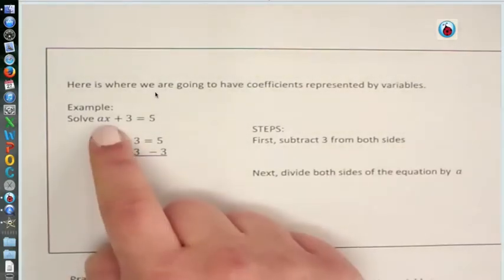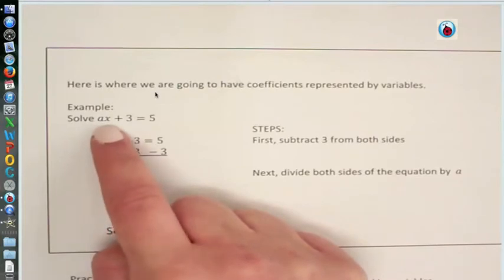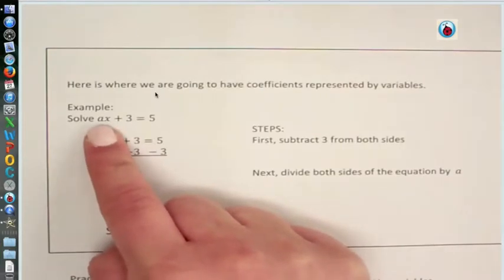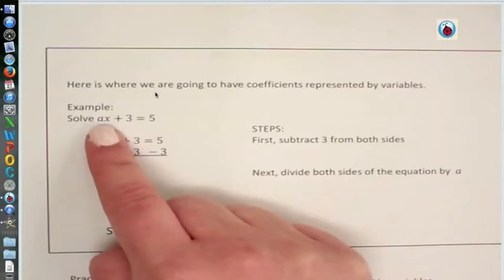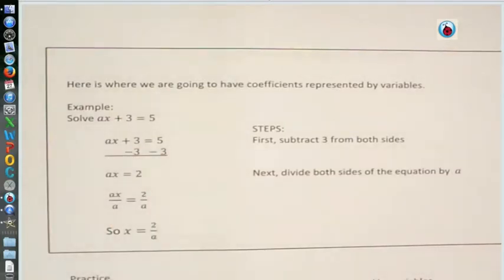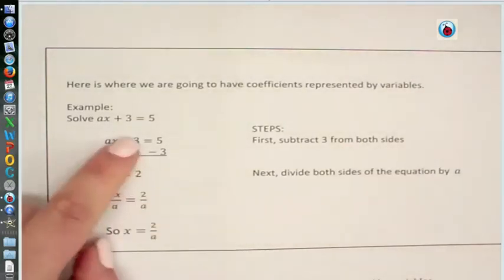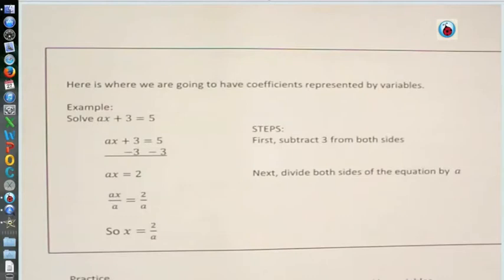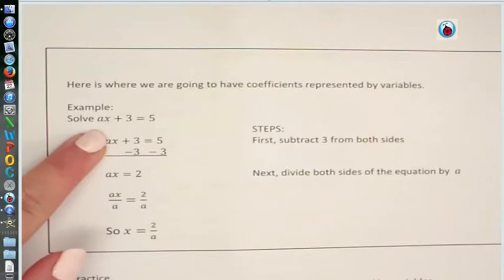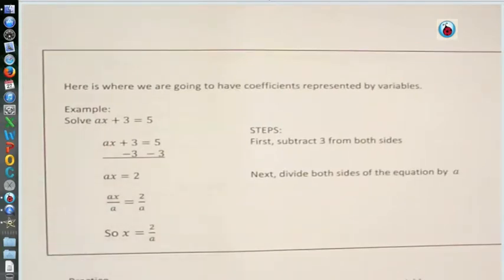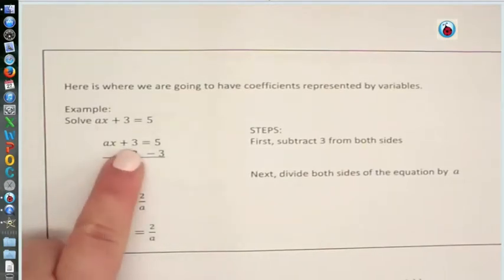In this problem, there are two variables here, not only x, but also a. In fact, a is acting like the coefficient for x. It's the number being multiplied in front of x. So if we're solving for x here, we're going to have to deal with that a. Now, the steps are actually exactly the same as a regular two-step equation. We're just going to have to take into account that we don't know what a is, but we can still solve this equation for x. So let's try it.